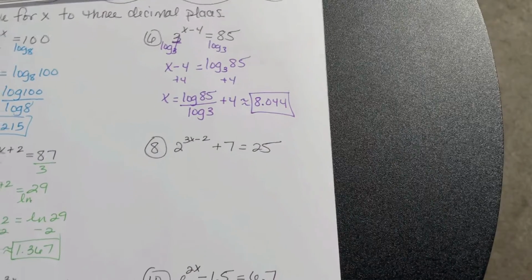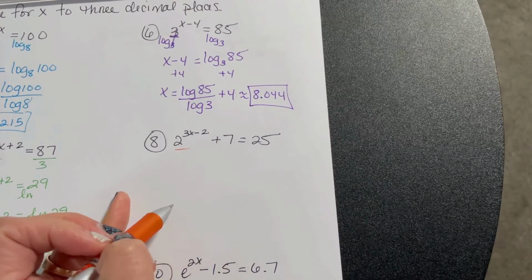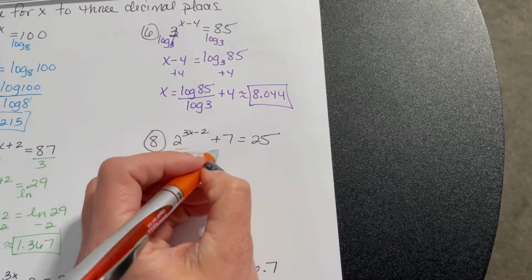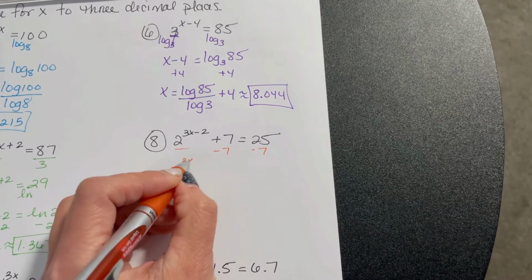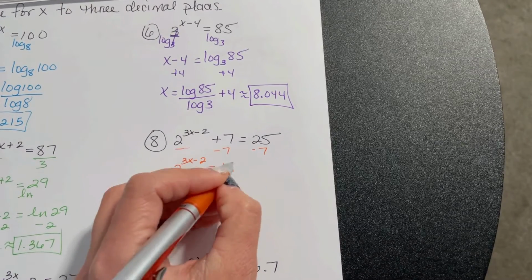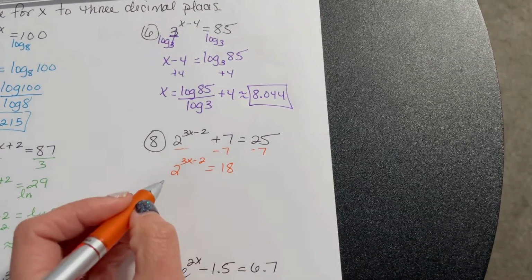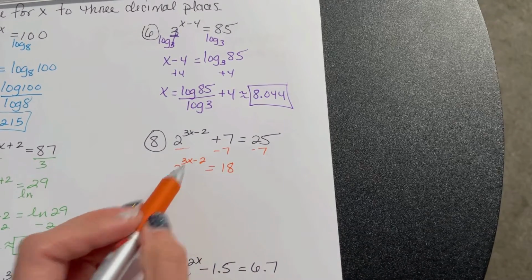Number 8. This one has a little bit more meat to it. We have to isolate the exponential term. So I have to get rid of that plus 7. So I have to subtract the 7 first. So we have 2 to the 3x minus 2 power. 25 minus 7 is what, 18? Yeah. And now that this is isolated, I have to get the exponent out because that's where the x is.